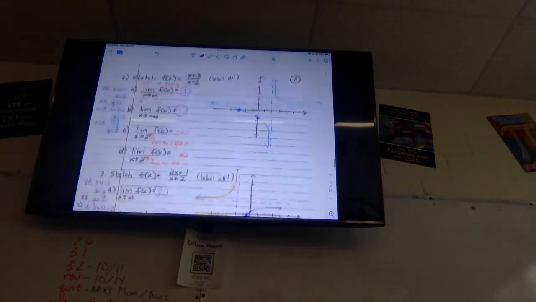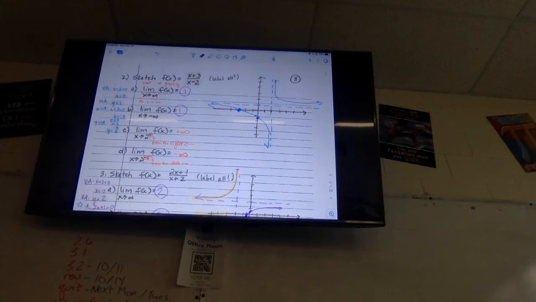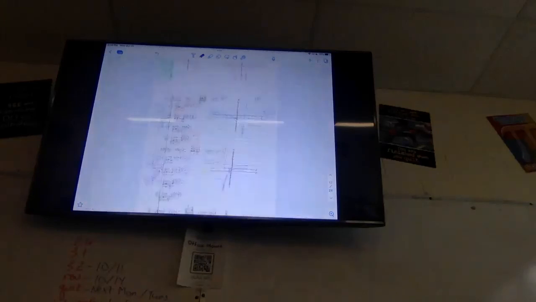It has to approach the horizontal asymptote. That's how our graph works. It doesn't go like this. It always approaches the asymptote. So it will always be, on positive and negative ends, whatever your horizontal asymptote is.